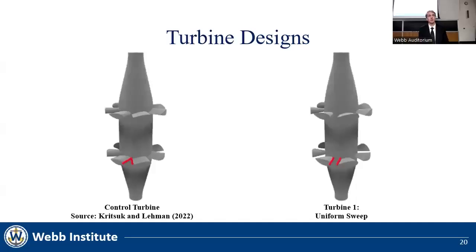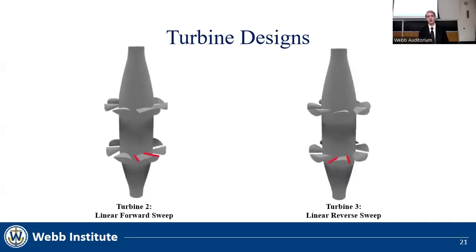We designed several turbines to evaluate turbine parameters. First, we used the Kritzuk-Lehman turbine as a control for testing. This turbine was their best and final turbine after iteration. All of our turbines use the same hub dimensions and foil characteristics. Our first turbine used uniform sweep, meaning the blades are evenly spaced and swept in both directions. Our second and third turbines use linear sweep, with the second turbine's blade swept forward and the third's swept in reverse.